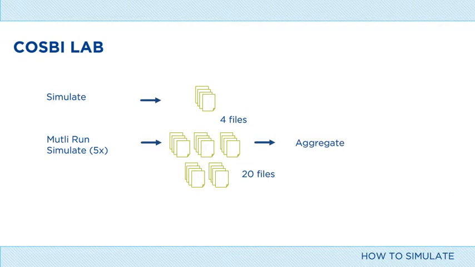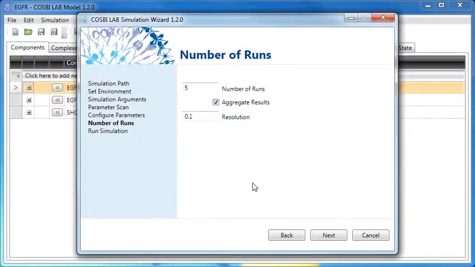So if you tick the aggregate results checkbox, then the output of the 5 runs is combined and you will receive the standard 4 simulation output files. In addition, you can specify a sample resolution for the aggregation.